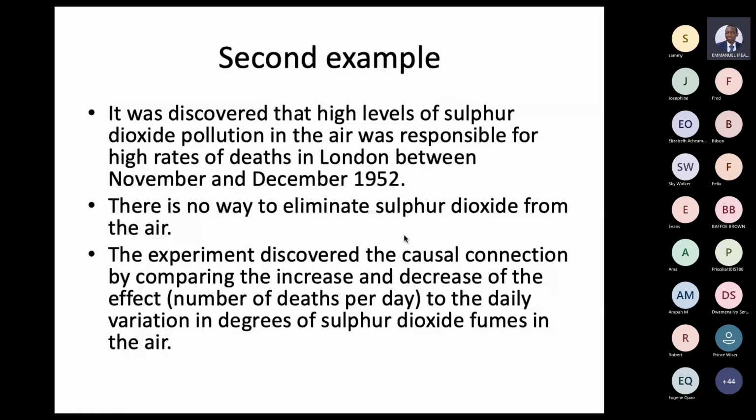So at the end of the day, they will check whether the level of sulfur dioxide was higher on the day that more people died. If the level of sulfur dioxide was higher on the day that more people died, and the sulfur dioxide was less on the day fewer people died, then it means that it is the degree of sulfur dioxide that was causing the problem.